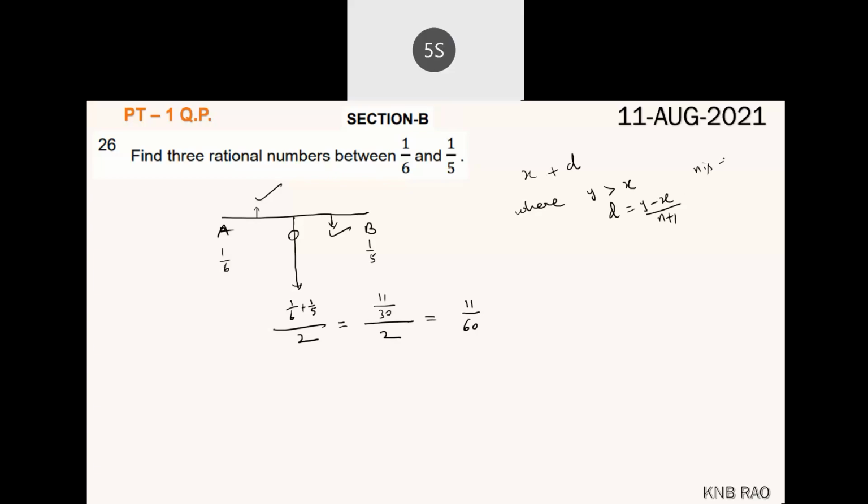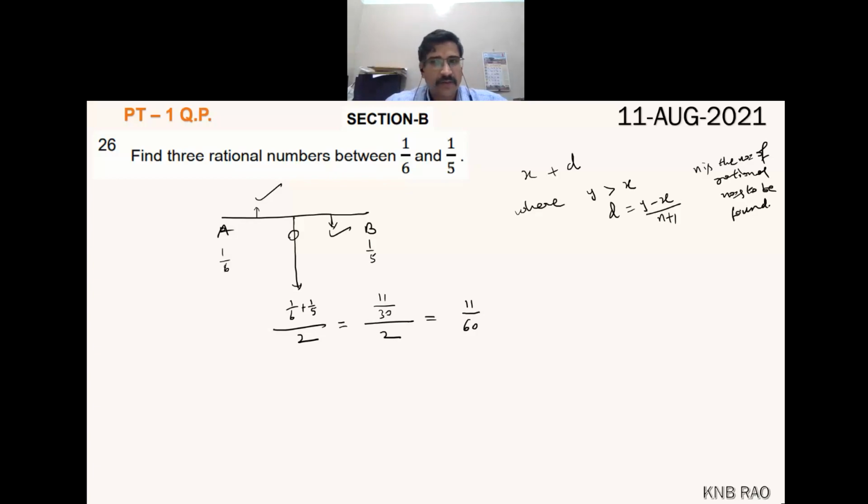N is the number of rational numbers to be found. Okay. So y is x plus d, you mean? No, sir. Y is greater than x is one condition. Another condition is d equals y minus x upon n plus 1. And what is this x plus d?